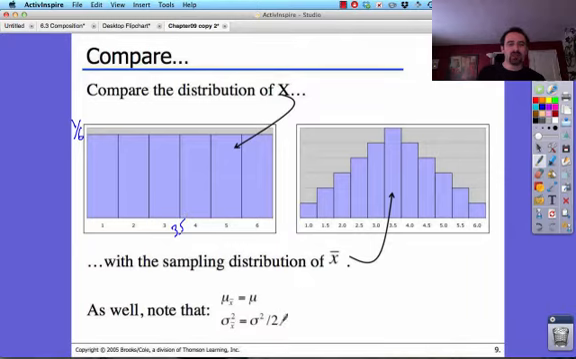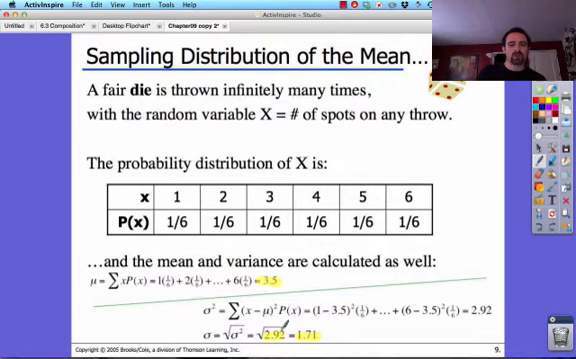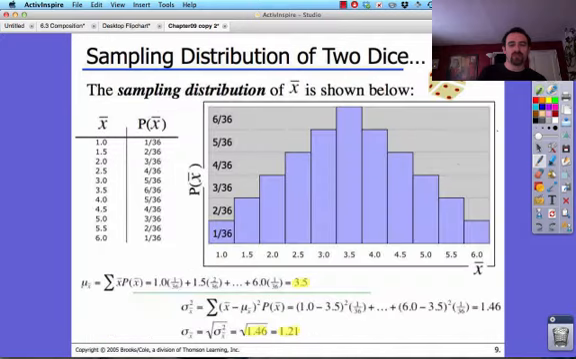And the standard deviation has gone down by a factor of square root of 2. In particular, if we look back at the variance of the first distribution, the variance was 2.92. Remember I said take a look at that. And the variance of the new distribution is half that, 1.46.